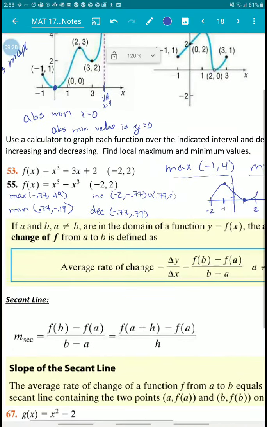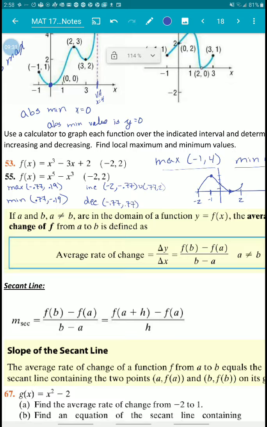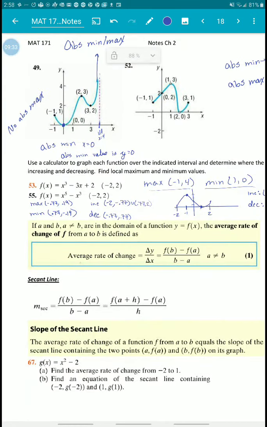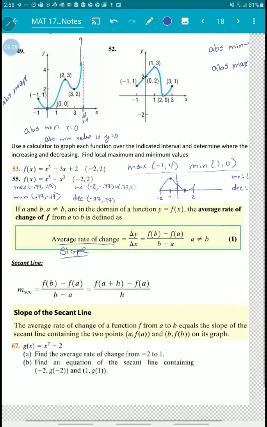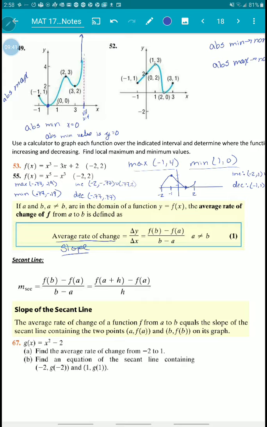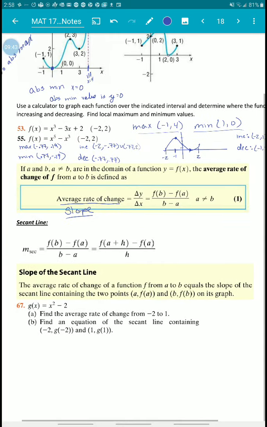The last thing in this section has to do with average rate of change. Anytime we talk about average rate of change, we're really talking about slope. So always think about slope here. And what we're really doing is finding the slope of some secant line. So let's look at an example.